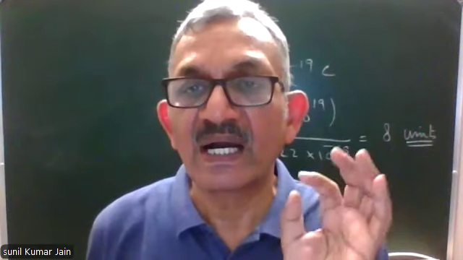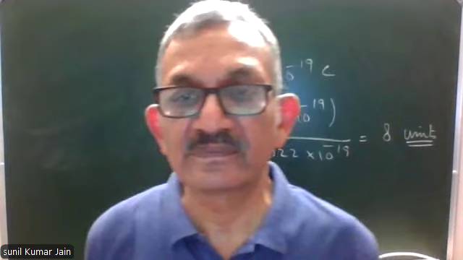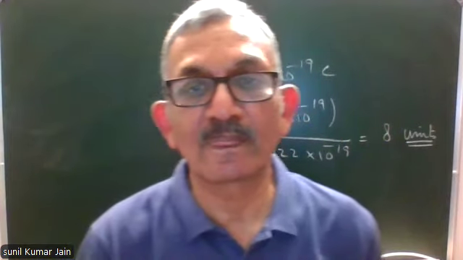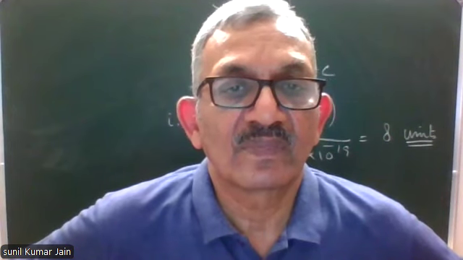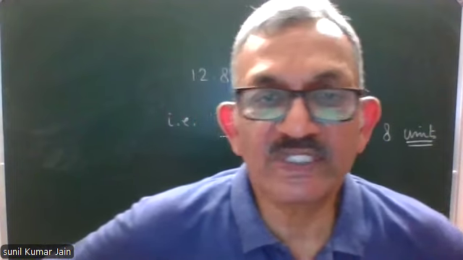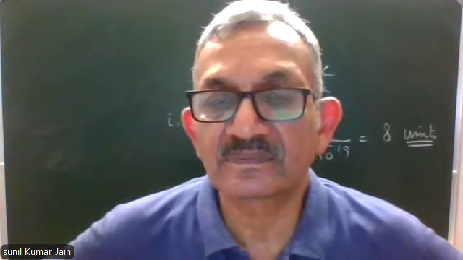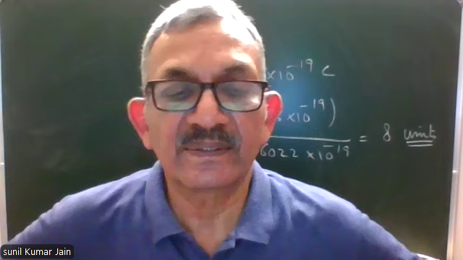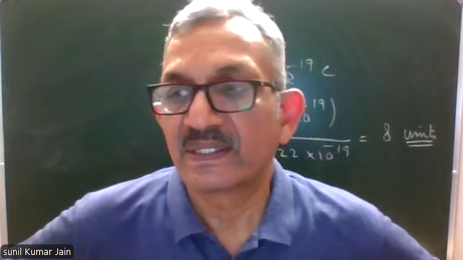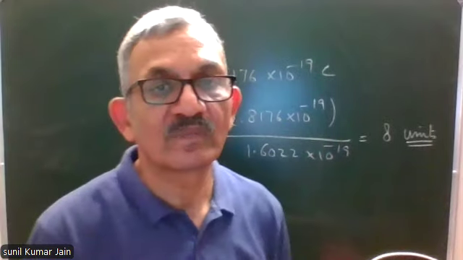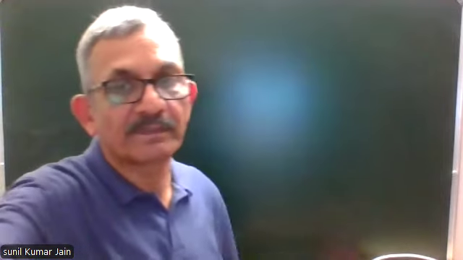Thus, out of 16 units of mass, 8 units of mass of an oxygen atom is due to 8 protons and the remaining 8 units is due to some neutral particles.